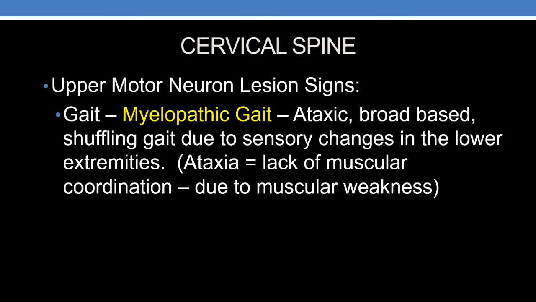So the myelopathic gait is described as an ataxic gait, it's a broad-based gait, and it's a shuffling gait. And these findings of a broad-based gait and a shuffling gait are due to sensory changes. So the myelopathic gait is due to both sensory and motor losses. And I'm sure you're familiar with a broad-based gait, and I can probably give you a good example of how you probably use both a broad-based and a shuffling gait regularly.